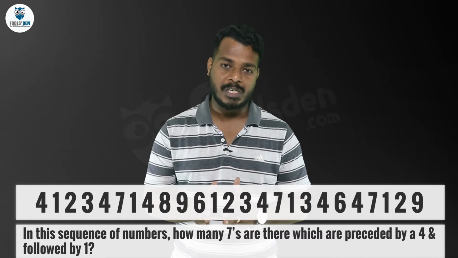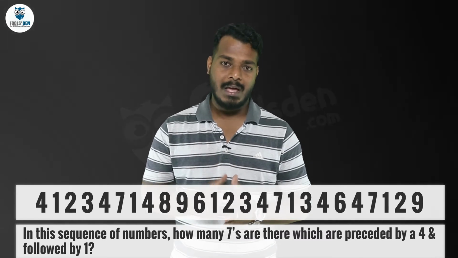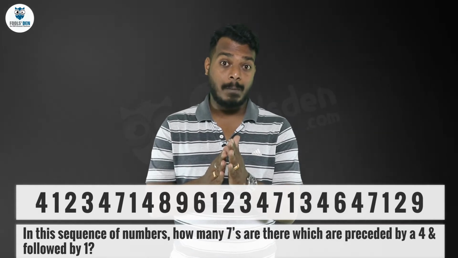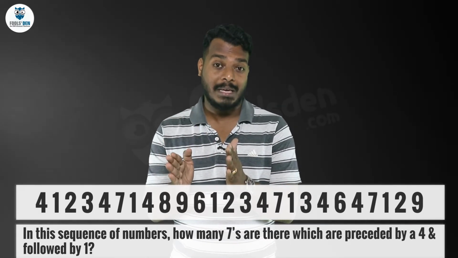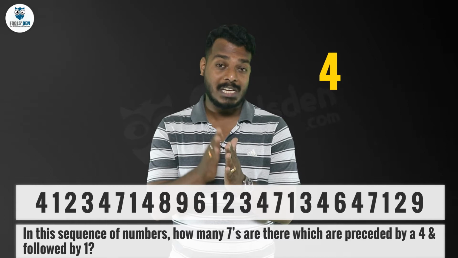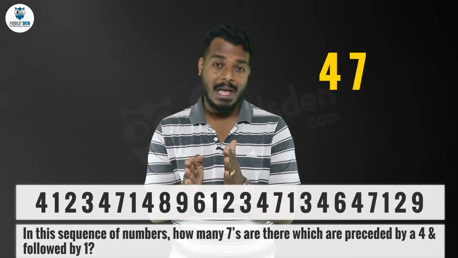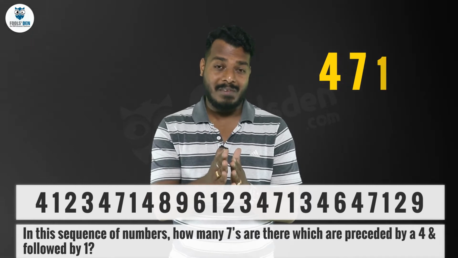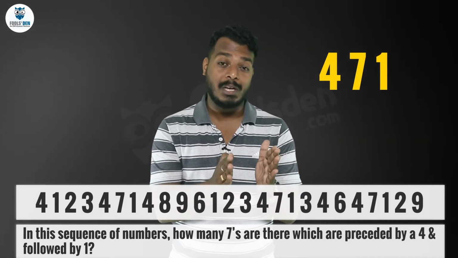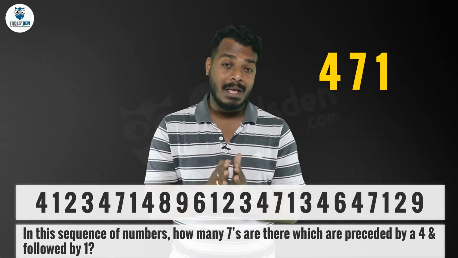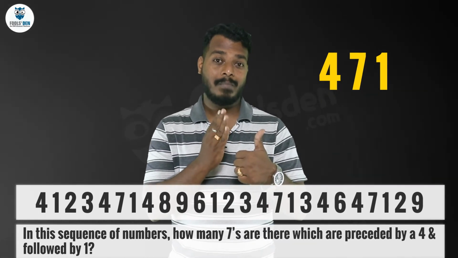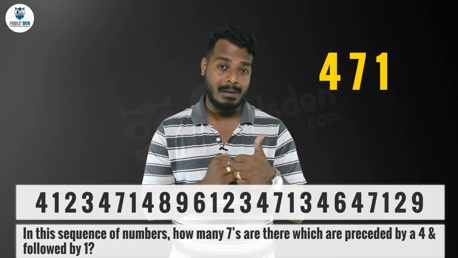Let's try to break this question down and understand what it says. It says, how many 7s are there which are preceded by a 4? That means a 4 should come just before the 7, okay, and followed by a 1. That means the 7 should be followed by a 1. A 1 should come next to the 7, right? So would you get something like this? A 4, then a 7 and a 1, right?